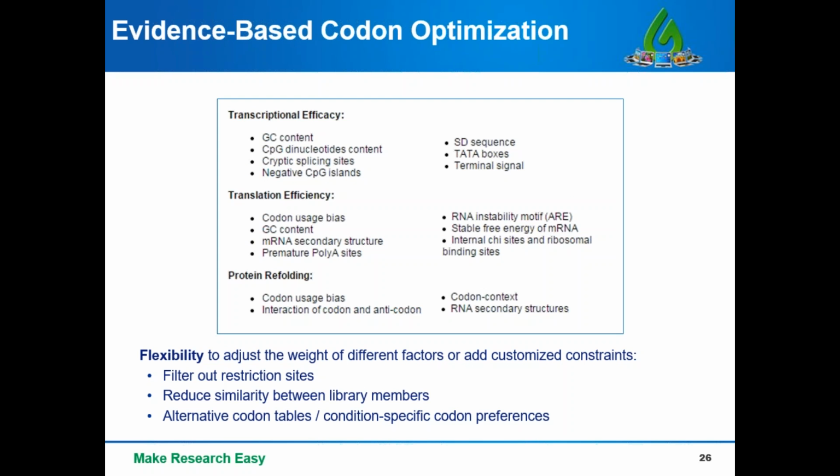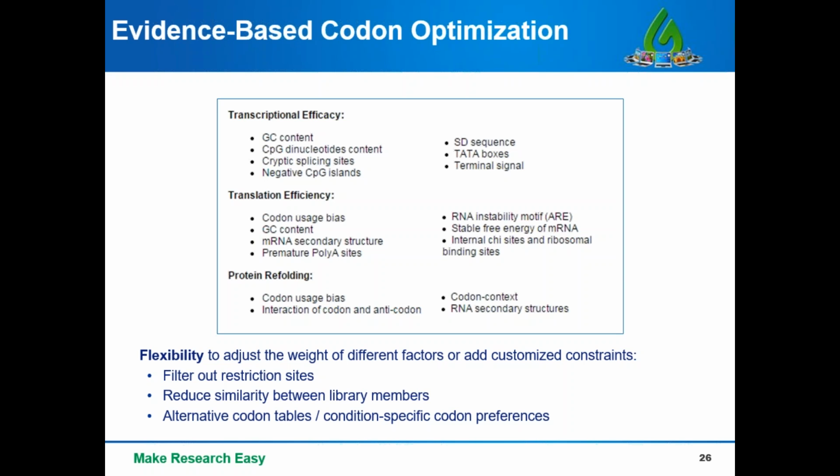Some evidence for codon optimization, or some of the variables that you need to consider, are listed here. One of the main ones you can see in the middle would be codon usage bias, which is actually the fundamental tool used for a lot of codon optimization engines and tools out there. But there are also a lot of other variables that need to be considered, such as GC content, internal chi sites and ribosomal binding sites, codon context, and RNA secondary structures, to name a few.